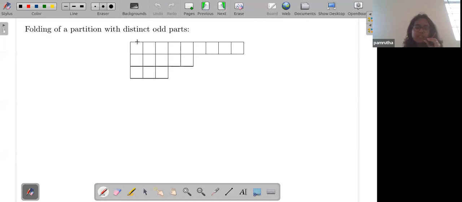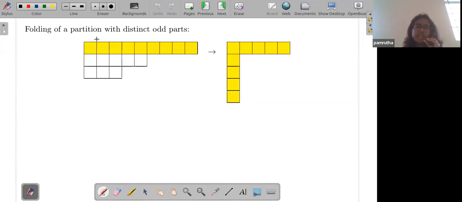Consider this particular example. Here we have 9 boxes in the first row, 5 boxes in the second row, and 3 boxes in the third. So this is the partition (9, 5, 3), and here we have distinct odd parts. Suppose we have such a partition, or a Young diagram corresponding to it. What we can do is fold this to get a self-conjugate partition.